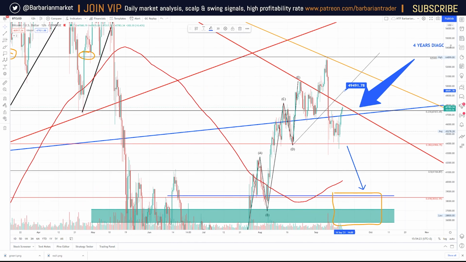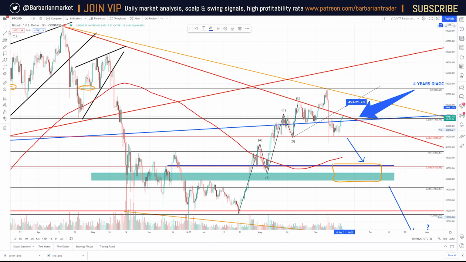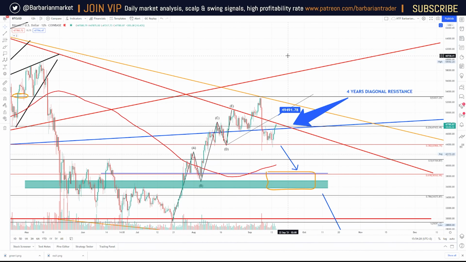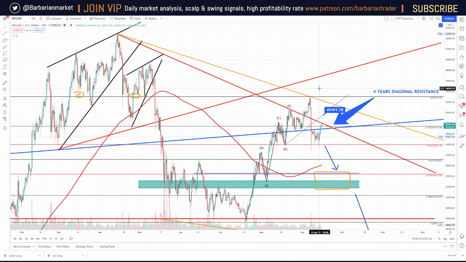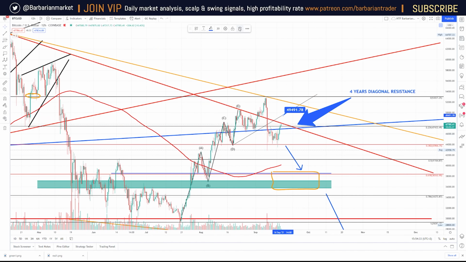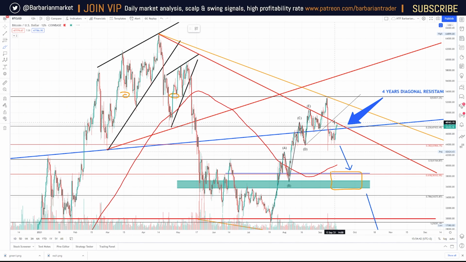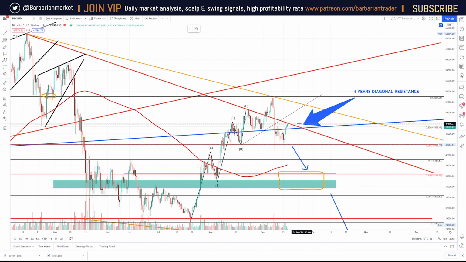So practically, let's talk also about what needs to happen for me to be a little more bullish. Let me clean this. You see, I marked here the 4 years diagonal resistance, this blue one. So let's say that we break this red diagonal resistance, and we test the support, then the next resistance will be here. So we might have some choppiness and we get here.